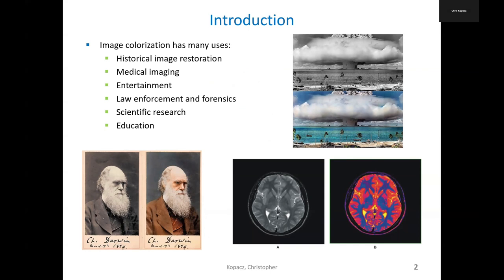Image colorization, in the strictest sense, is taking an image that either had color and lost it or never had color, and applying what a neural network is trained to think the image might look like with color. It's used in historical image restoration, medical imaging, entertainment. It's used in law enforcement and forensics with things like security camera footage. It appears in a number of different places throughout the world.